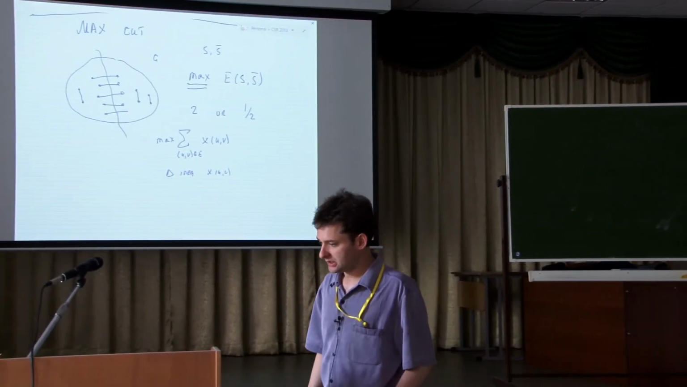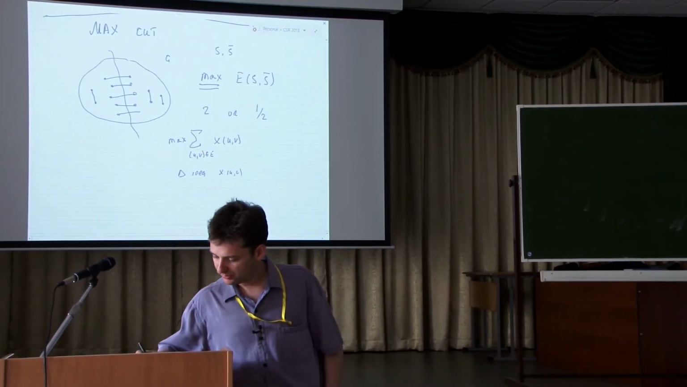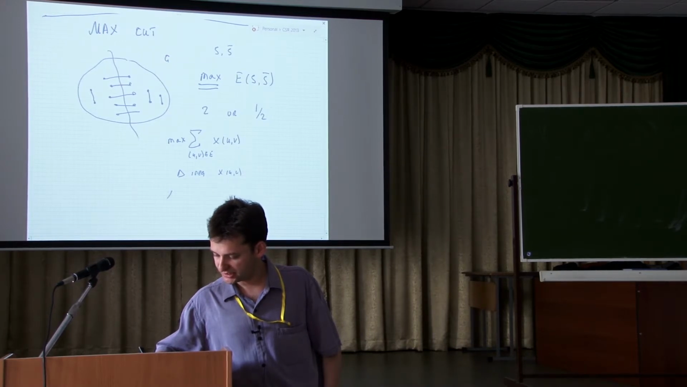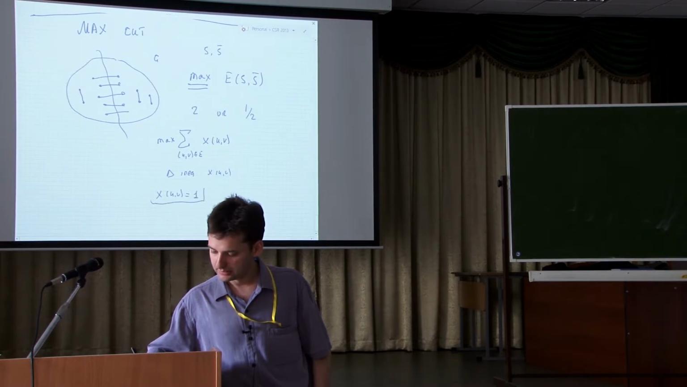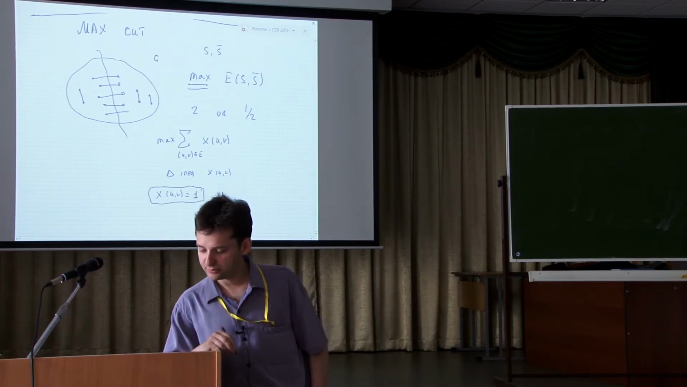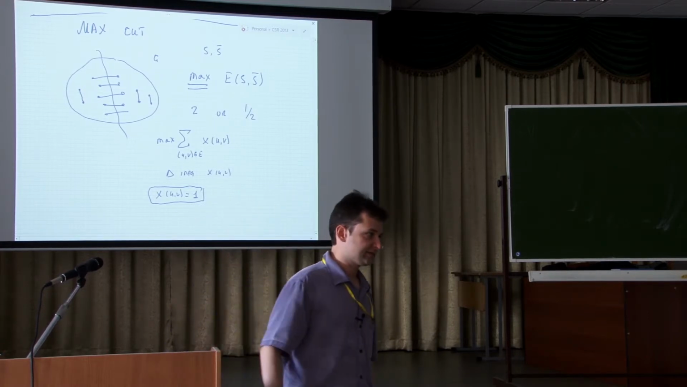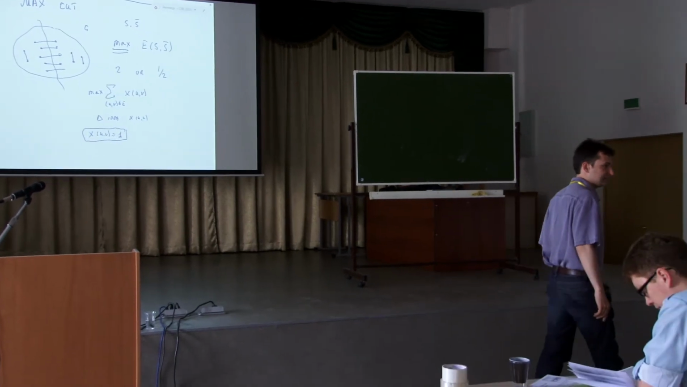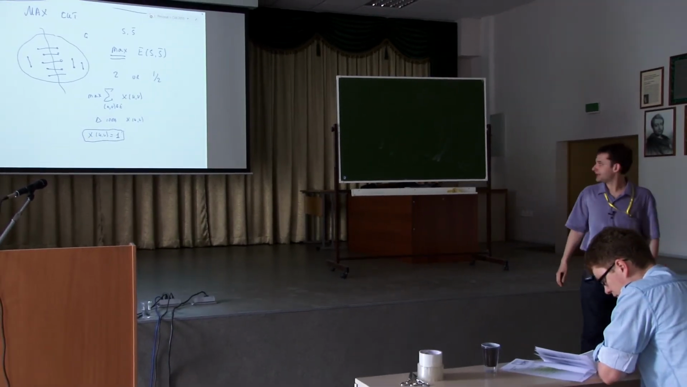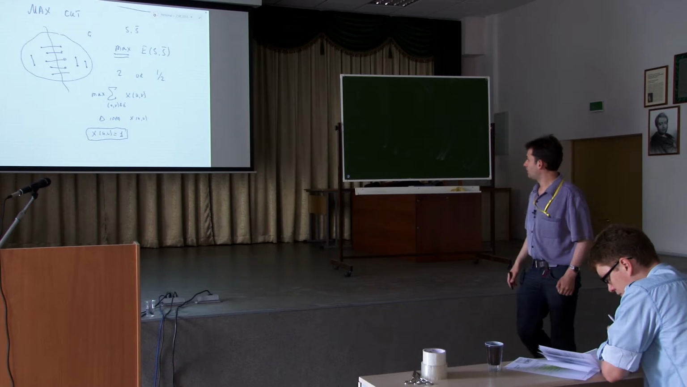Unfortunately, this relaxation is not really good, because nothing prevents the relaxation from saying that the distance between every two vertices is equal to 1. This is really what we will get from this linear program. It will tell us that all the distances are equal to 1, and it doesn't tell us anything at all, right? So all edges are cut.